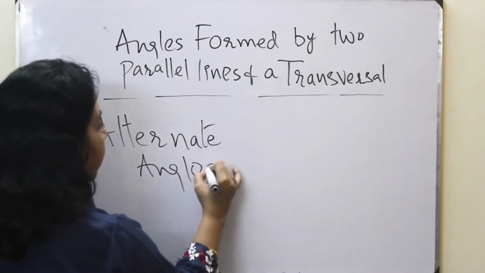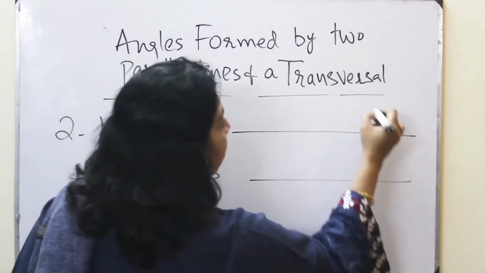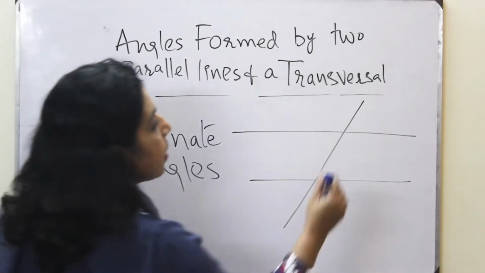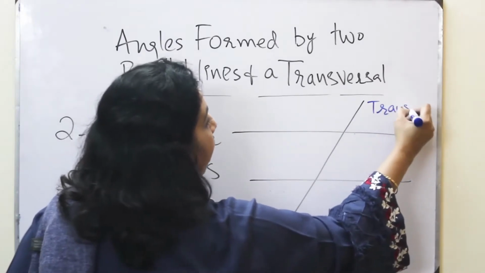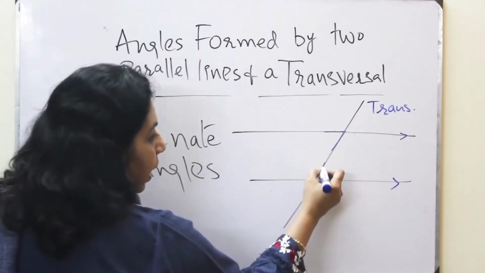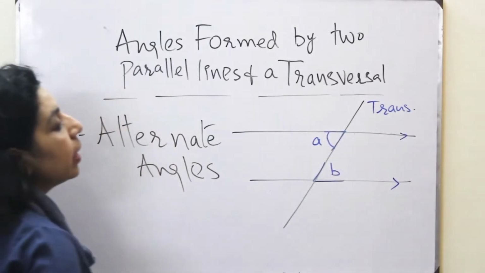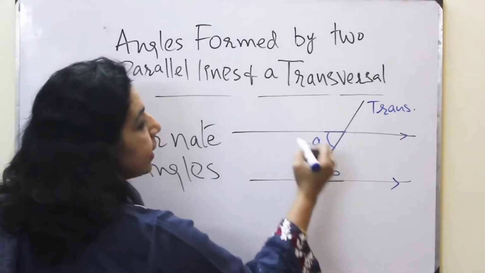Alternate angles are those, clear from the name, which are on the opposite sides of the transversal. Means if this is the transversal and these are the parallel lines, we can have alternate angles. If one is here like this, the other will come here. So this angle A will be equal to angle B, or in other words, few teachers explain it like this, that the alternate angles make Z.